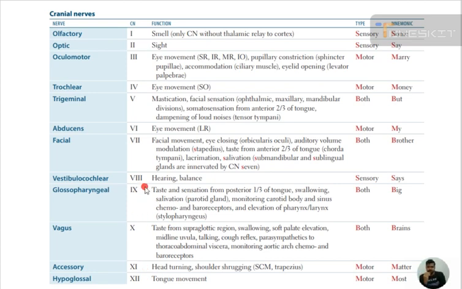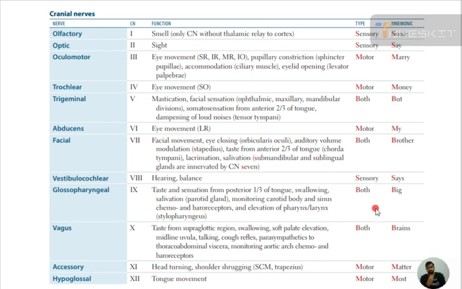The glossopharyngeal nerve is also involved in taste and sensation from the posterior one-third of the tongue. It is involved in swallowing and salivation as it supplies the parotid gland, monitoring carotid body and sinus, chemo and baroreceptor, and elevation of the larynx by supplying the stylopharyngeus muscle.